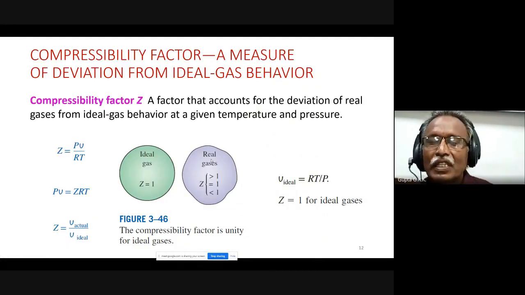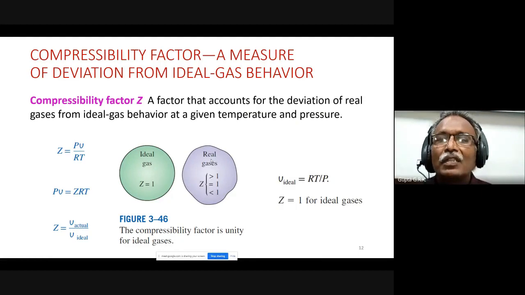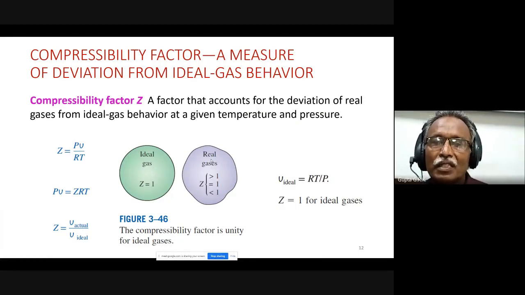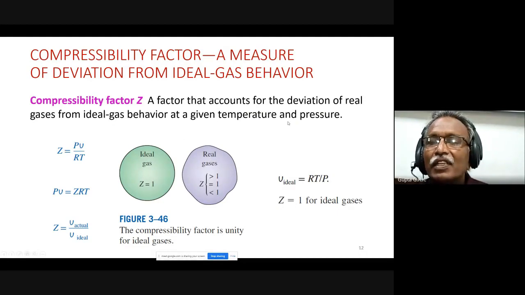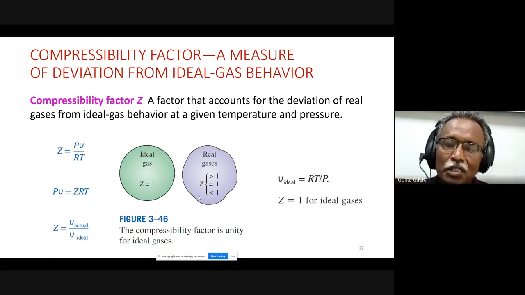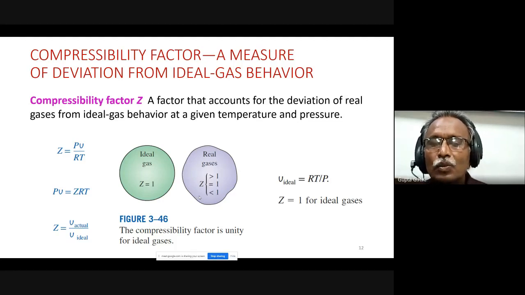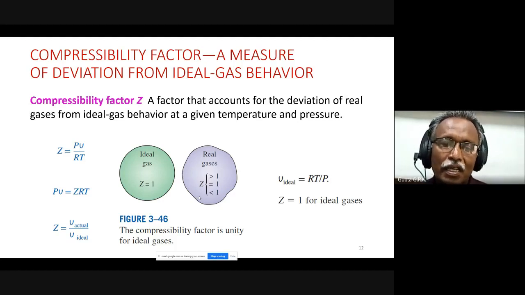And so for real gases, we define a parameter called compressibility factor, which accounts for the deviation of real gases from ideal gas behavior at a given temperature and pressure. So we define the compressibility factor Z is equal to Pv by RT. So for ideal gas, it is 1 because Pv equal to RT for ideal gas. So Z is equal to 1 for ideal gas. And for real gases, it can be anything. It can be greater than 1, less than 1. Equal to 1 means it becomes ideal gas. So as it is towards 1, real gas behaves like ideal gas.